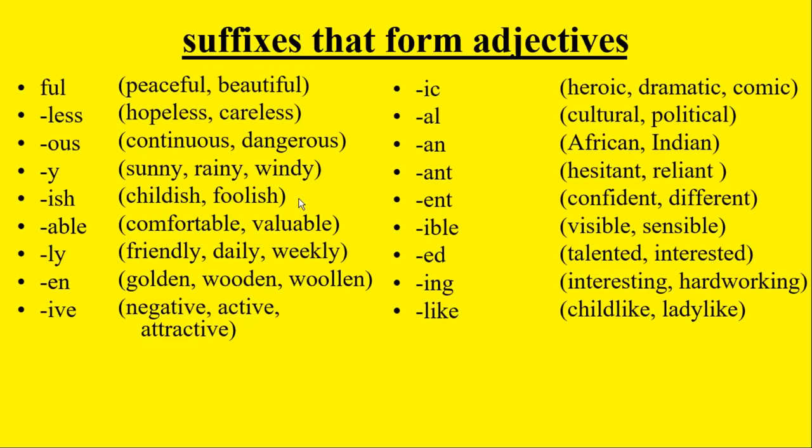What are my root words? Child, fool. Examples for that: then able, comfortable, valuable. Both comfort and value become the root words accordingly. Comfort and value become the root words in these instances. able is the suffix we have made use of to form the adjective.